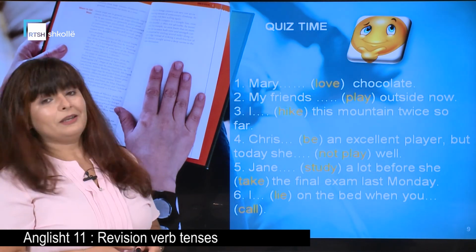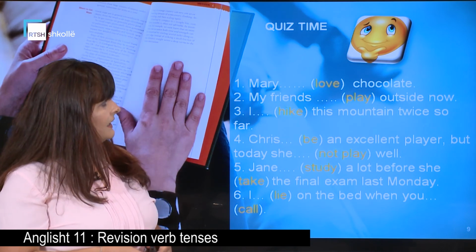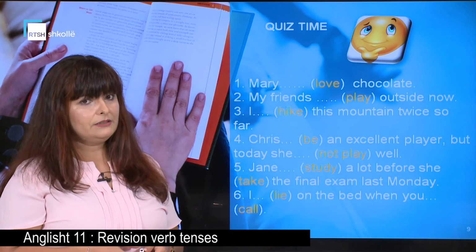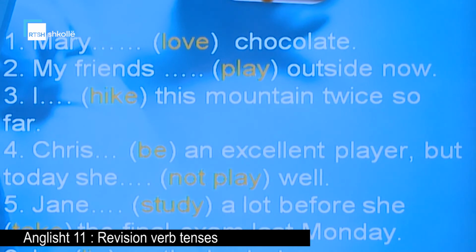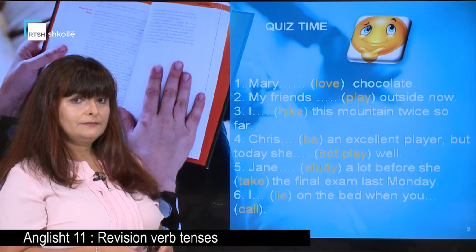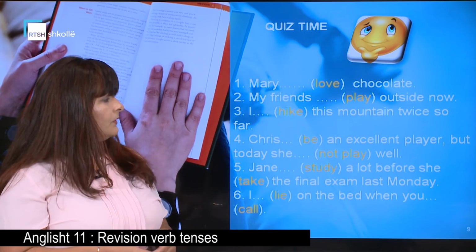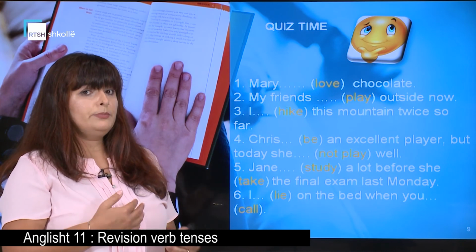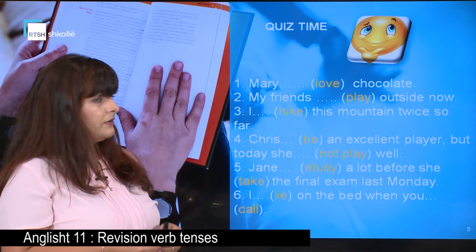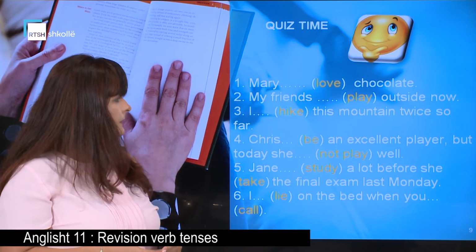Okay, quiz time. We have dealt with some tenses. Now let's see some sentences. They aren't difficult. Have a look at the first one. Mary, love, chocolate. That's the first. What do you think? Which is the correct form of the verb? When I say love it means I like, I prefer, so preferences. What tense is used for preferences? Present simple. So Mary loves chocolate. We have the third person singular.